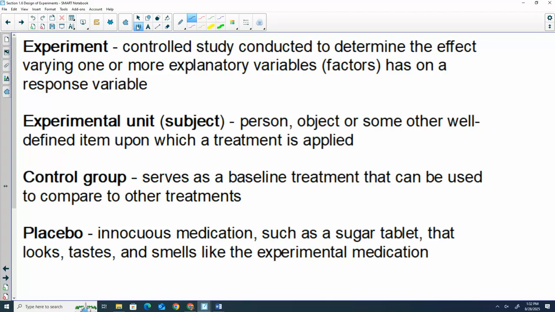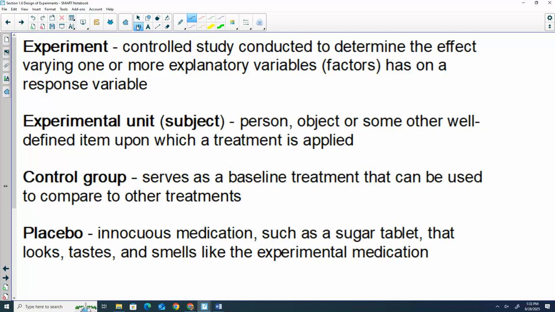I'll let you write them and then I will talk about them. All right, so an experiment, we've already kind of talked about that, but it's just a controlled study. The purpose of it, you only want to manipulate one variable at a time, or you want to be aware of everything you're manipulating. So we want to control everything that we aren't trying to study so that it doesn't affect our response.